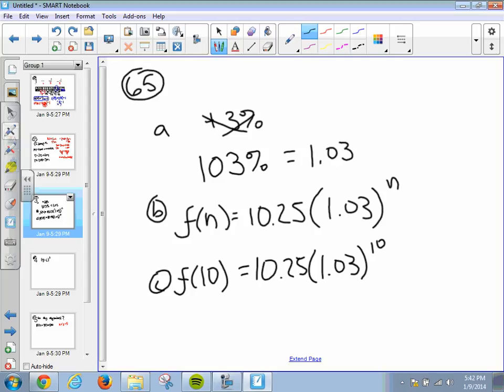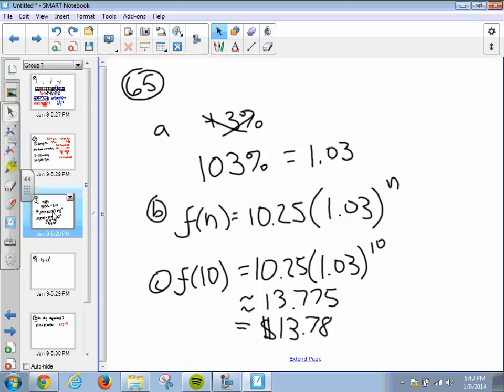What you're going to get when you plug that into a calculator is a long decimal. So you're going to get about 13.775. This is real world, so we're talking about money, we're talking about cost. So I'm going to round it appropriately. In 10 years, it's going to cost you $13.78 to go to a movie. And that's if it increases at a rate of 3% per year.